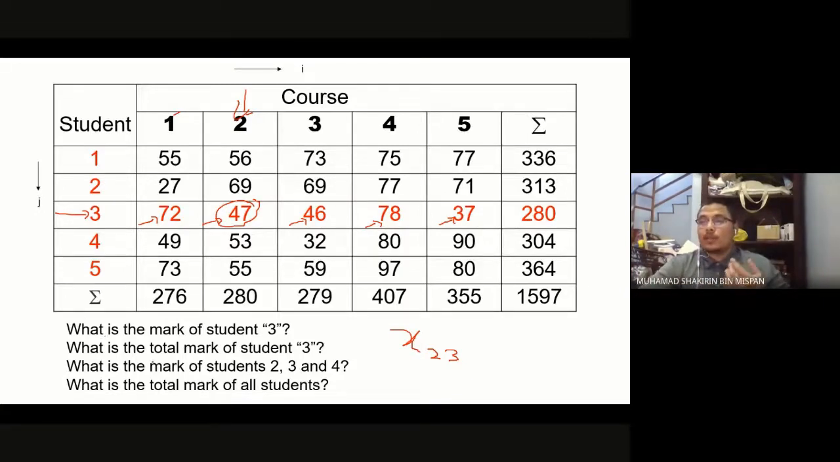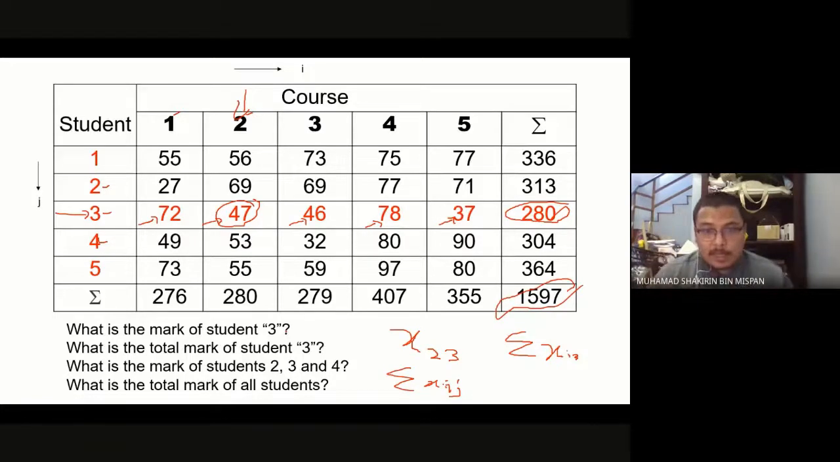Okay, so what is the total mark? This is a summation of xi3, which means 72, 47, 46, 78. These are the summation for student number 3. Then you can get student number 2, student number 3, student number 4. When you get all the summation of xij, the total summation is 1597.